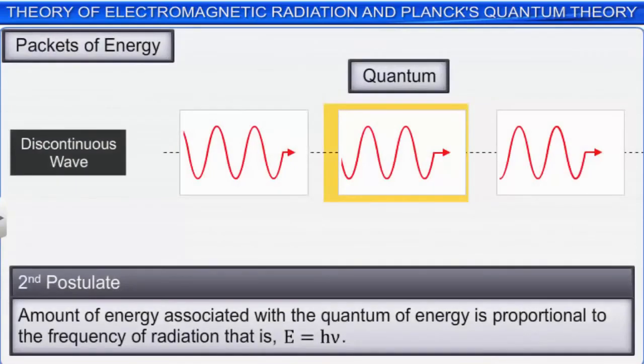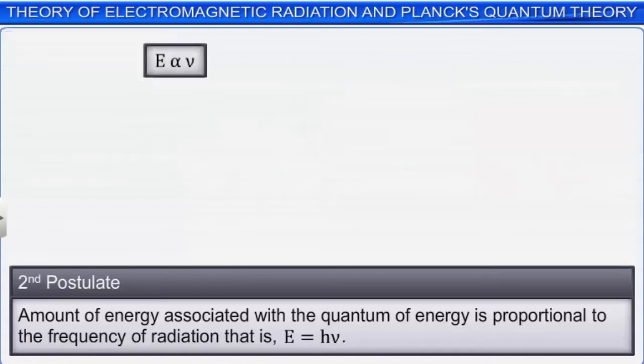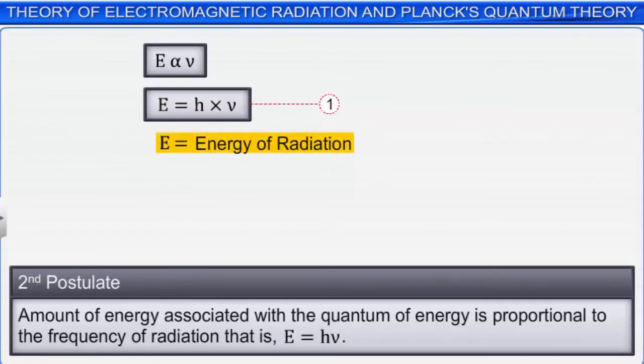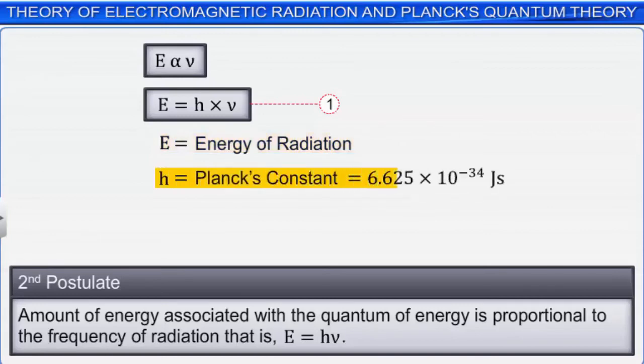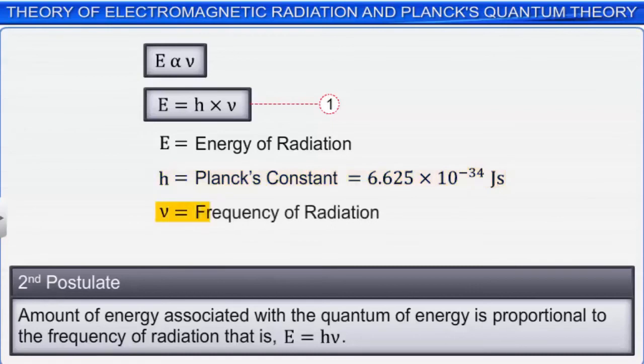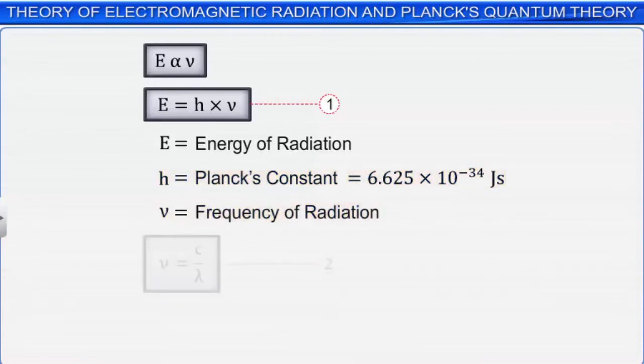According to the second postulate, the amount of energy associated with the quantum of energy is proportional to the frequency of radiation. E is proportional to nu, or E equals h multiplied by nu, where E is the energy of the radiation, h is the Planck's constant 6.625 into 10 to the power of minus 34 joule/second, and nu is the frequency of radiation. To write this equation in terms of velocity and wavelength, substitute the equation 2 that nu is equal to c divided by lambda in the above equation. Hence, the resultant equation is E is equal to h multiplied by c divided by lambda.